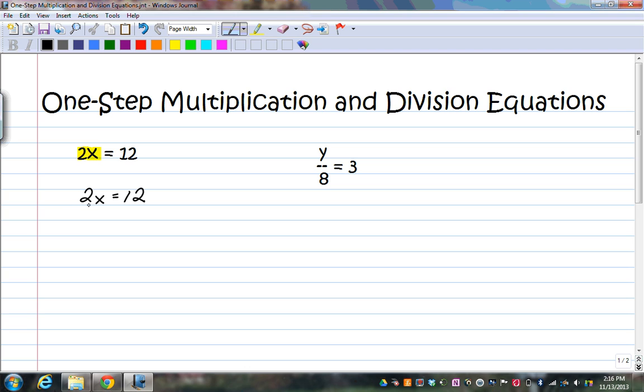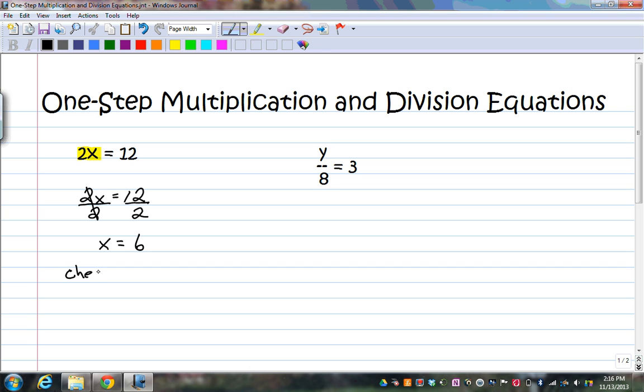Opposite of multiplication is division. So what we're going to do is divide both sides, because whatever you do to one, you do to the other, by 2. I wrote it like this because a fraction is the same thing as division. Then look what happens on the left. These simplify or cross out, leaving just 1 or 1x. And on the right side, I have 12 divided by 2, which is 6.